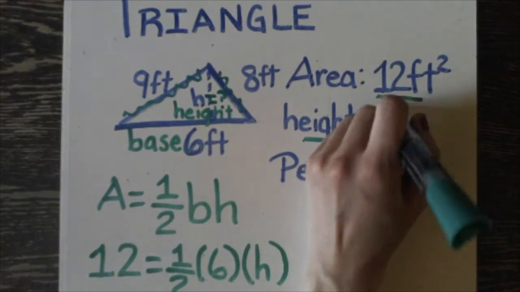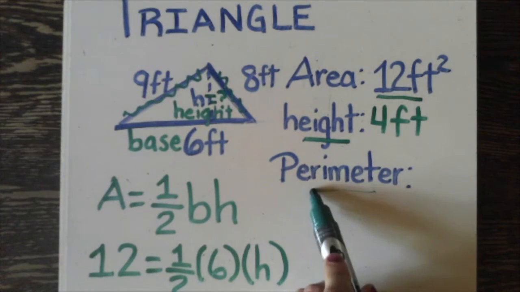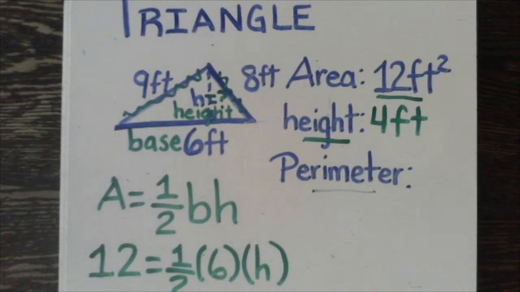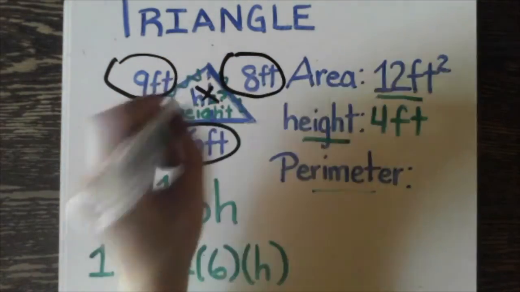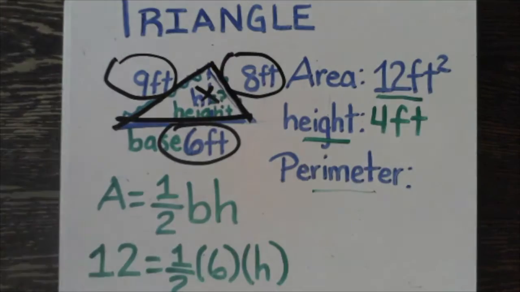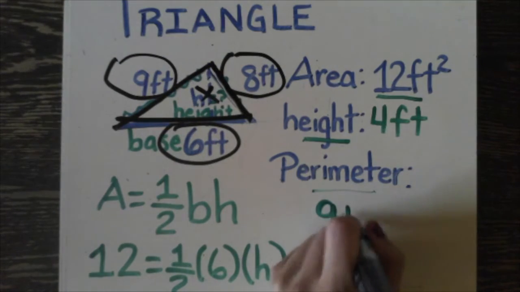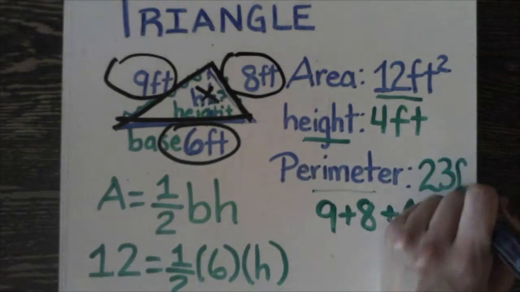Now, I did not need that information to find my perimeter. My perimeter has to include all 3 sides, not the height, because the height in this case is inside. I am going to add, therefore, 9 plus 8 plus 6. 9 plus 8 is 17, and 17 plus 6 is 23. I am going to have a perimeter of 23 feet.